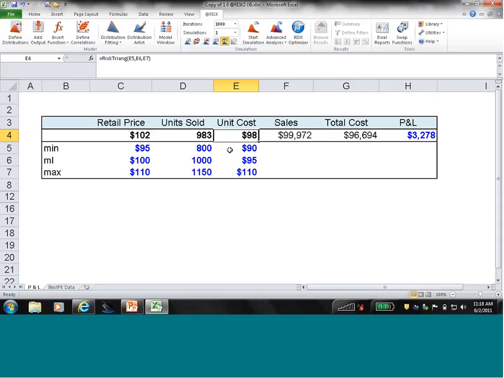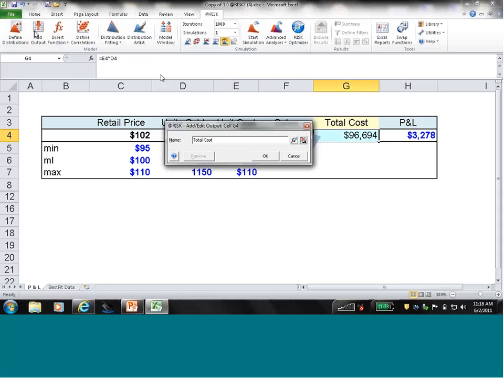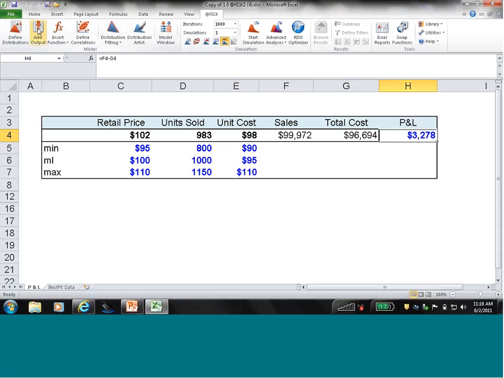The next thing we have to do is define our outputs. What do we want to look at? What do we want to glean from this model? Well, let's say we want to look at total cost, and we obviously want to look at the profit and loss column and see if we're going to lose money or make money on this venture. So easily we can just click Add Output. It'll automatically populate a name here, pulling it from your header. We like that. Same thing, we'll add this as an output. And now, as simple as that, we have our model set up. We've defined our inputs, we've defined our outputs, and now we're ready to run a Monte Carlo simulation.